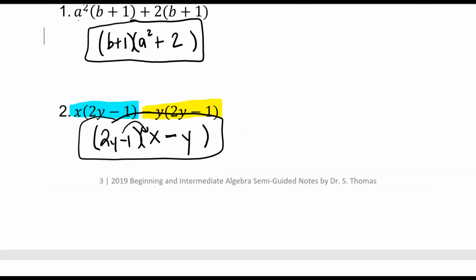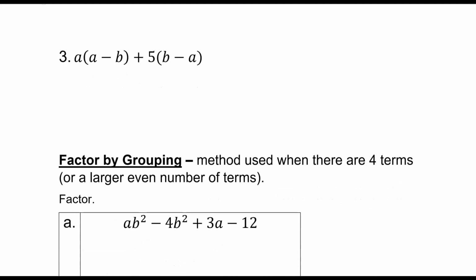Moving on to the next problem, we have a times a minus b plus 5 times b minus a. This one is different. I want you to notice that what you see here is not what you see here. They are not the same, because this is a minus b, this is b minus a, the signs are definitely not the same. A is positive here, right? But here a is negative, for example. So they are not identical.